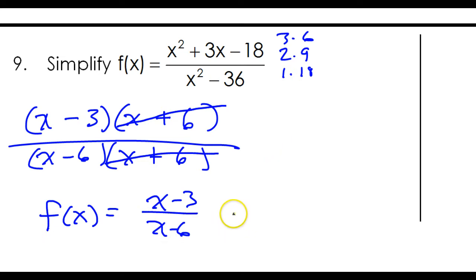But it's important to mention the restrictions. X cannot equal 6 because that would be undefined. Alright, 6 minus 6 is 0. But also, even though we canceled this out, it still counts as a restriction. X cannot equal negative 6 either. Even though it canceled out, x is still not allowed to be negative 6 because that would make a 0 right here. And that would also be undefined.